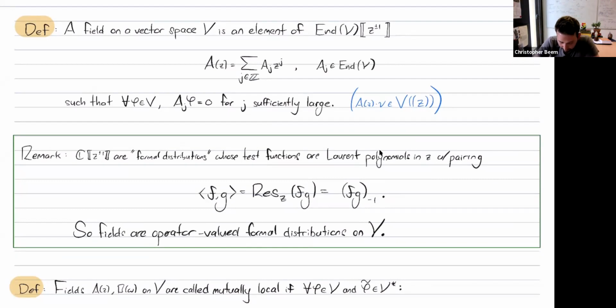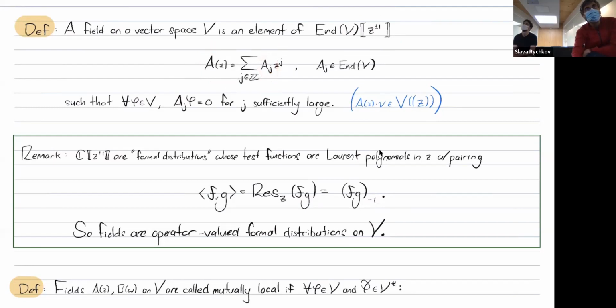So we define a field on a vector space. Don't think that it's immediately going to be too close to something you know. A field on a vector space is an element of the endomorphisms of the vector space, so those are linear maps from the vector space to itself, adjoin formal power series in z. So that's something that you can write as an infinite formal series in z with all positive and negative powers, where the coefficients are some linear map from your vector space to itself.